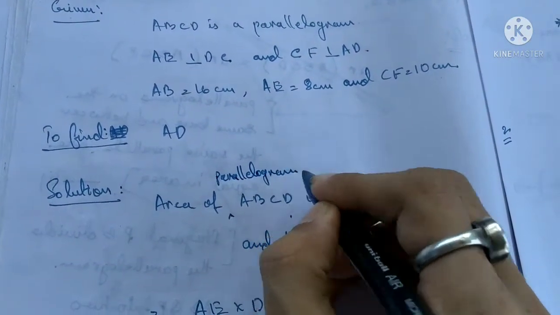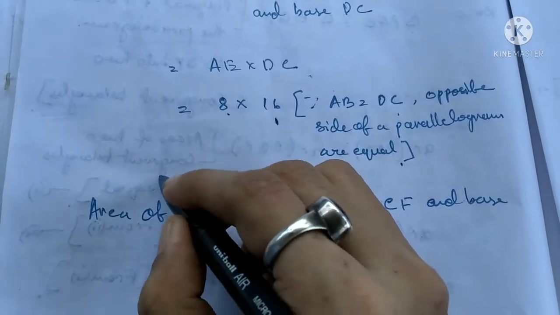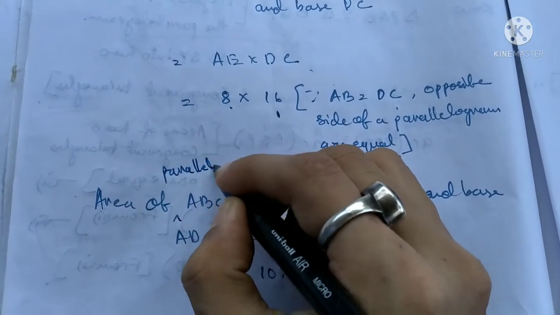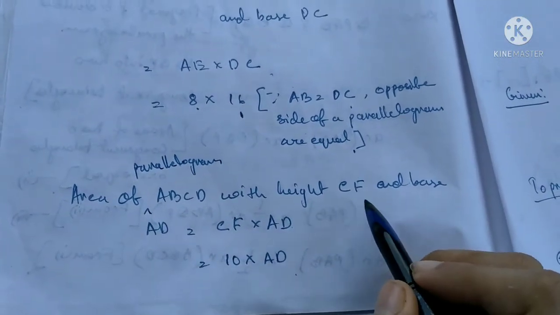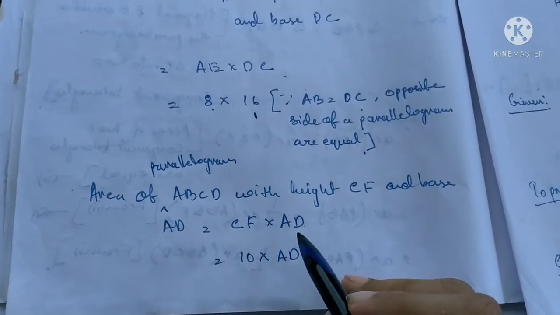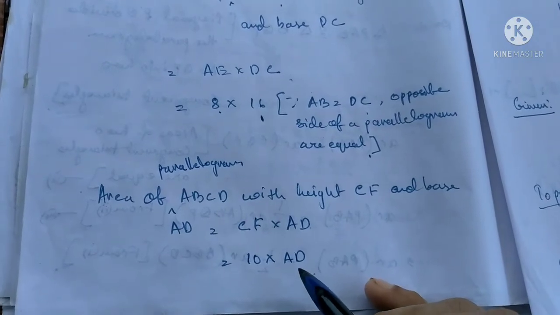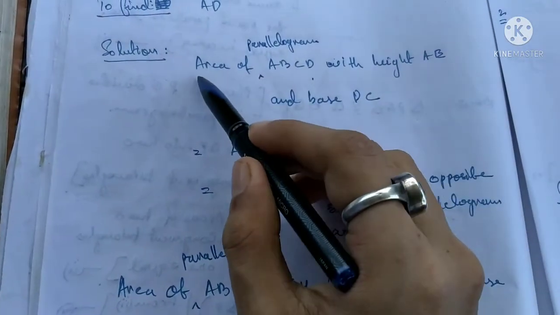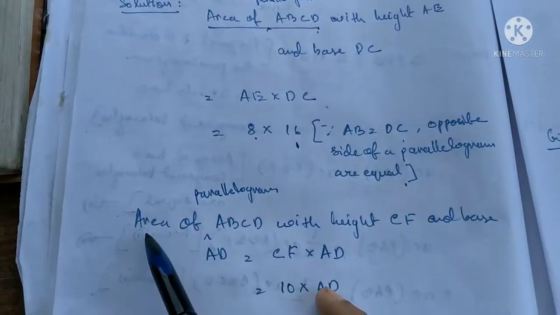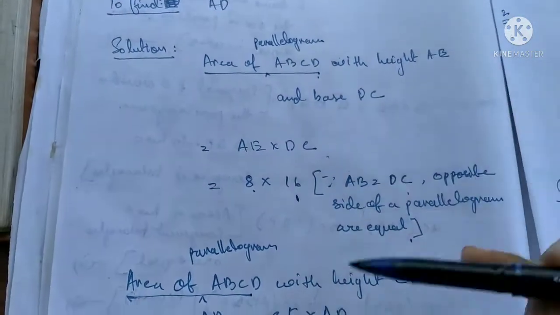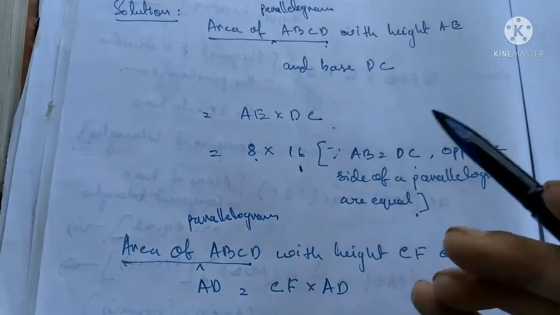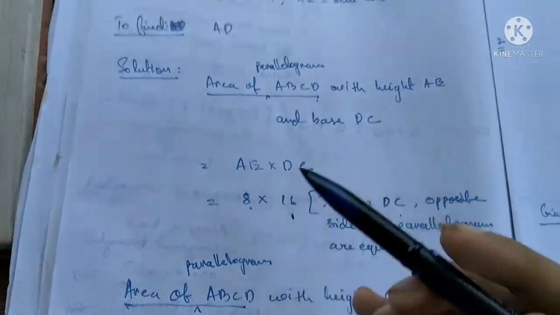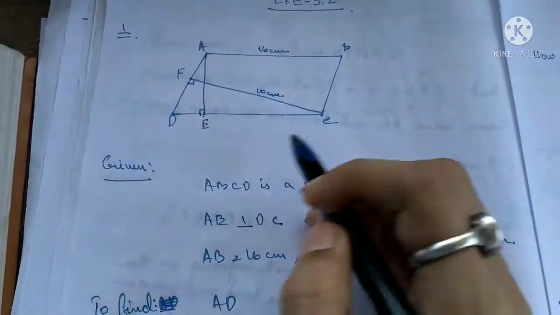Area of parallelogram ABCD. Okay, here also area of parallelogram ABCD, with height CF and base AD, is equal to CF into AD, which is 10 into AD. So what I am doing is finding the area of ABCD only, just taking a different height and base. So whatever answer I get will be the same answer, because I am finding the area of this parallelogram.